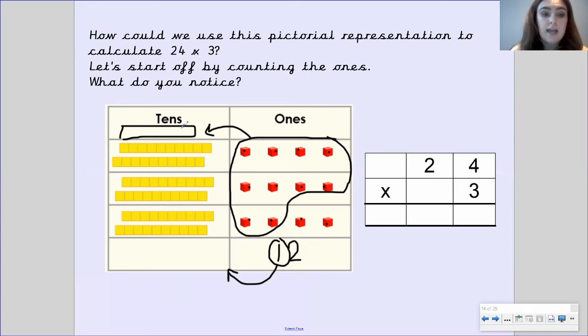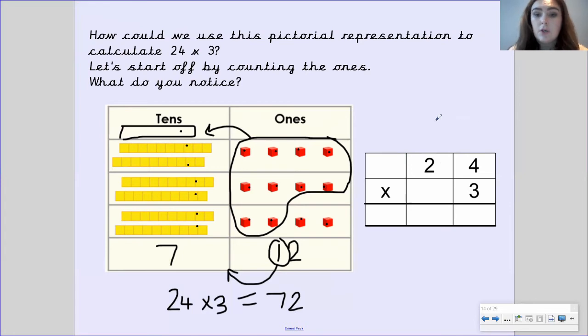Now let's count up our 10s. So pause the video here to count up all of our 10s. Don't forget to use the one as well that we have exchanged. Okay, let's count them up together. So we've got 1, 2, 3, 4, 5, 6, 7 10 sticks here. We've got 7 10 sticks, which means that 24 times 3 equals 72. Don't forget, you must always count in as well the one that you have exchanged. Don't forget that, it's really important.